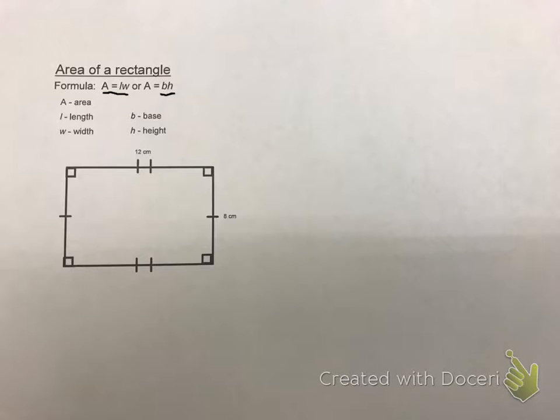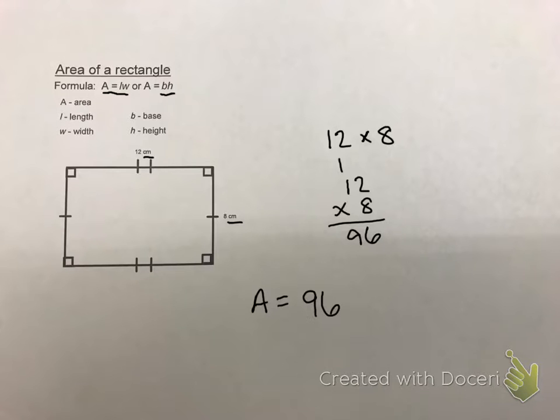So looking at this rectangle, finding the area, we're going to take 12 and multiply it by 8. So 12 times 8 gives us 96. Since the unit of measure is centimeters for both, the area would be 96 centimeters squared, or some people say square centimeters.